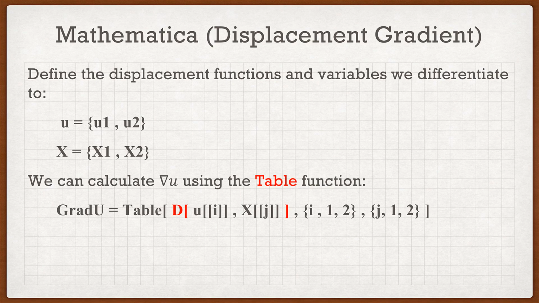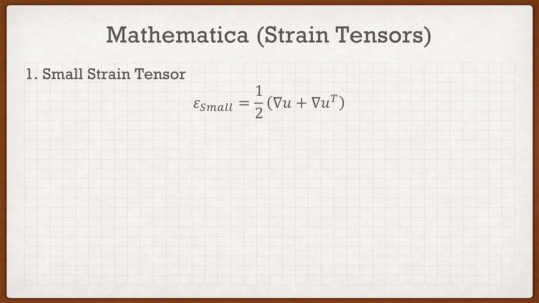So all you guys are going to have to do in Mathematica is type this formula out, and as long as you have defined u1 and u2 correctly, this will give you the gradient of u. And if we have the gradient of u, everything else is easy. Because if we look at the formulations for our small strain tensor, E small is equal to 1/2 of the displacement gradient plus the displacement gradient transpose. Well, I can easily throw that in Mathematica as E small is equal to 0.5 multiplied by gradient of u plus the transpose of gradient of u. Nice and simple. Again, the hard part was just defining that gradient of u in Mathematica.